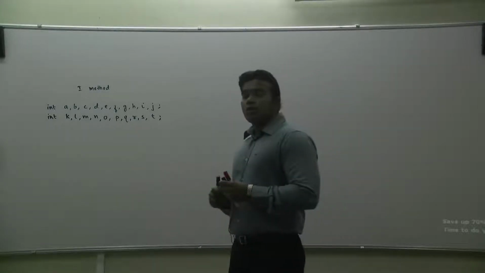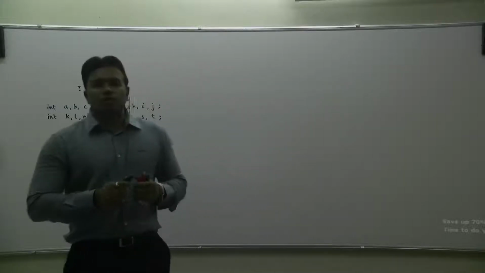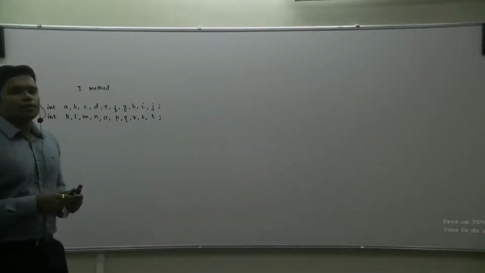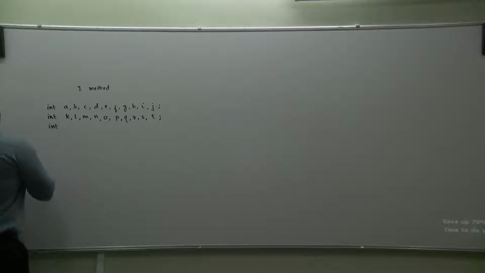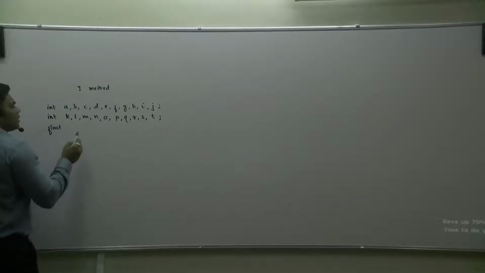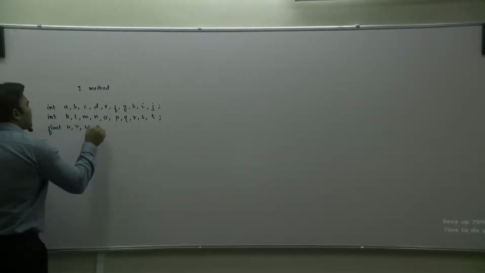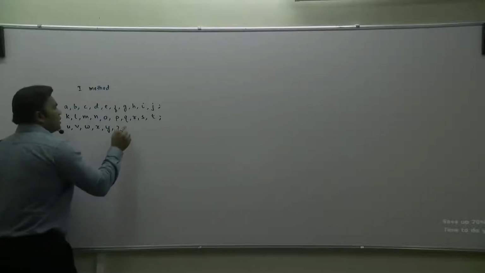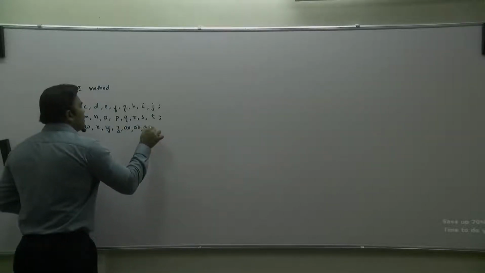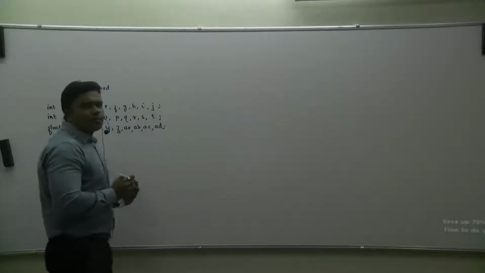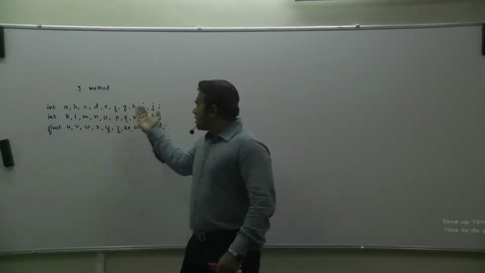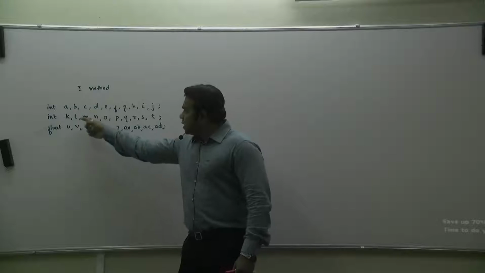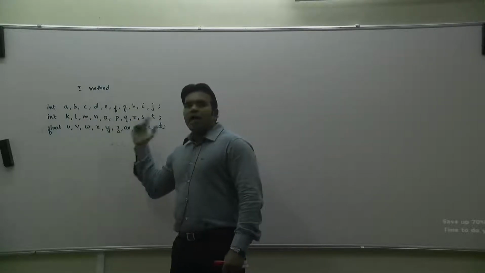I also want to store the height of the 10 students. If I have to store those 10 students' height, then I will declare the height as type float, and in that, U, V, W, X, Y, Z, AA, AB, AC, AD. Like this I will store. This is the way in which marks of 10 students, the same 10 students' age, and the same 10 students' height I can be storing.